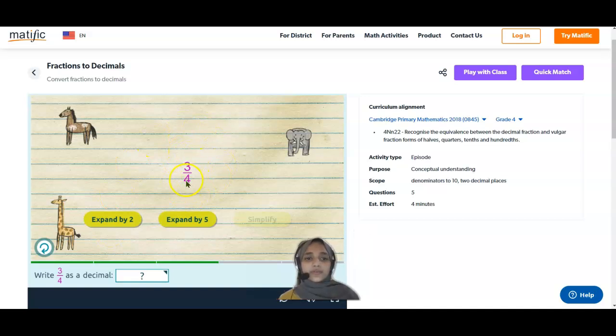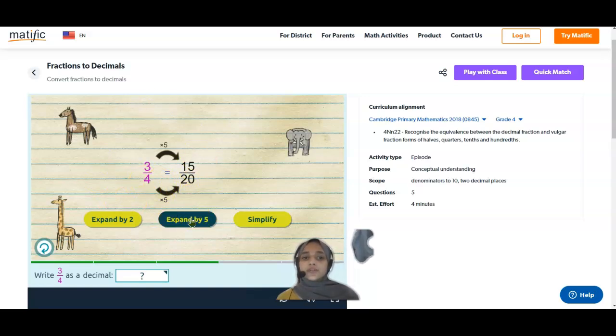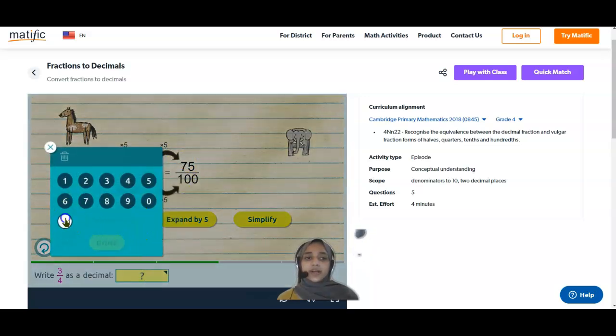Now we are going to convert 3 by 4. How can we convert 3 by 4 in this way? Yeah, we can expand that by 5. Is it? So 3 into 5 is 15 and 4 into 5 is 20. And again we can expand this by 5. So this will become 75 by 100. So 100 has two zeros and we can move 2 times backward. 1 and 2. Yeah, the answer will be 0.75.